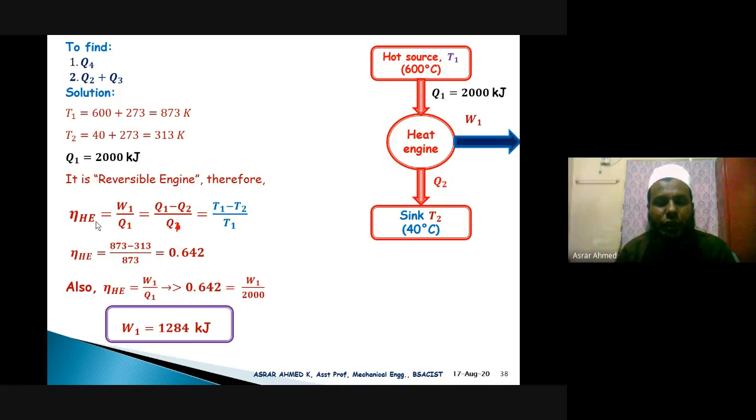What is it that we are trying to find out? Tell me, in this slide, what is it that we are trying to find out with this heat engine? You tell me at least this.